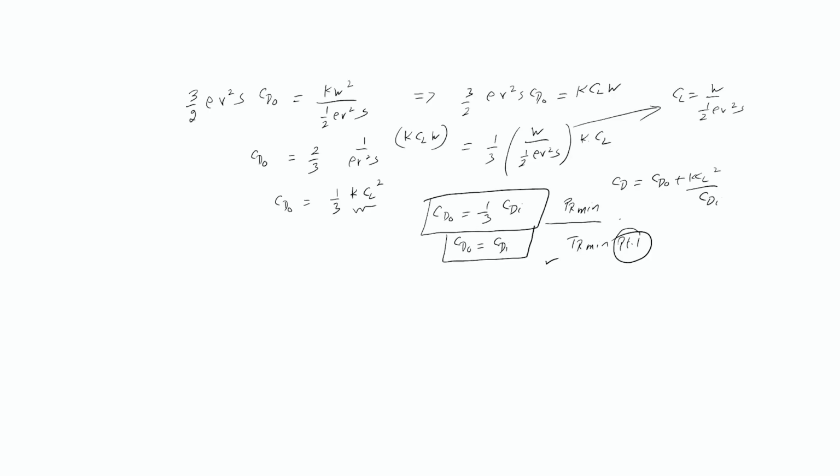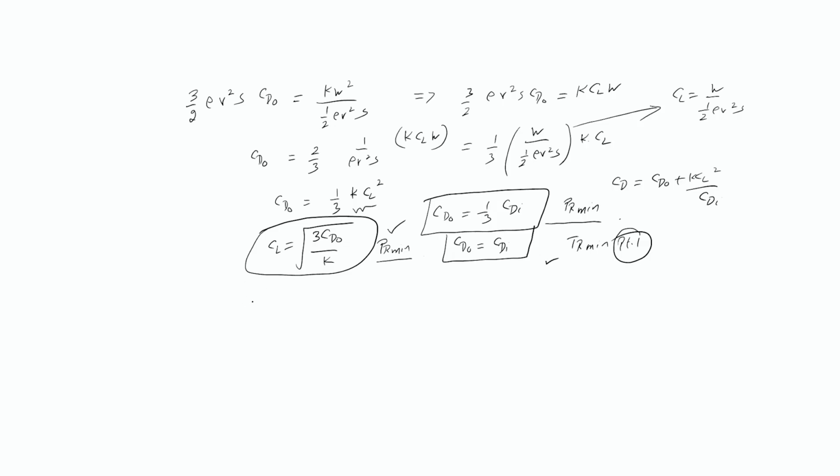That is CD naught equals 1 by 3 CDI, that is CD naught equals 1 by 3 K CL square. So I can write here CL easily as square root of 3 CD naught upon K. This is the equation for power required minimum. But will we tell the pilot to fly at power required minimum, please fly at square root of 3 CD naught by K? No, right? We need to tell the pilot to please fly at so and so velocity.